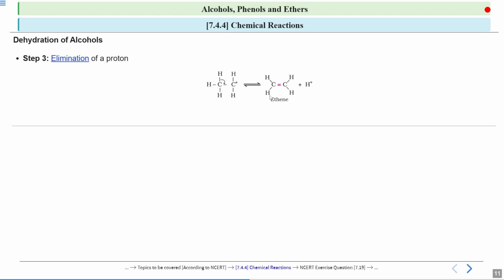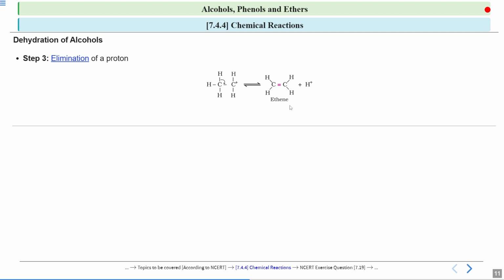So in step number 3, there is elimination of proton. That hydrogen from this carbon, with this charge, leaves as H plus. See, it is leaving as H plus and your alkene is formed. Whenever there is dehydration of alcohols, your carbon-oxygen bond and your carbon-hydrogen bond are broken, so an alkene will be formed. The carbons will generate a double bond. So this was how dehydration of alcohols takes place.